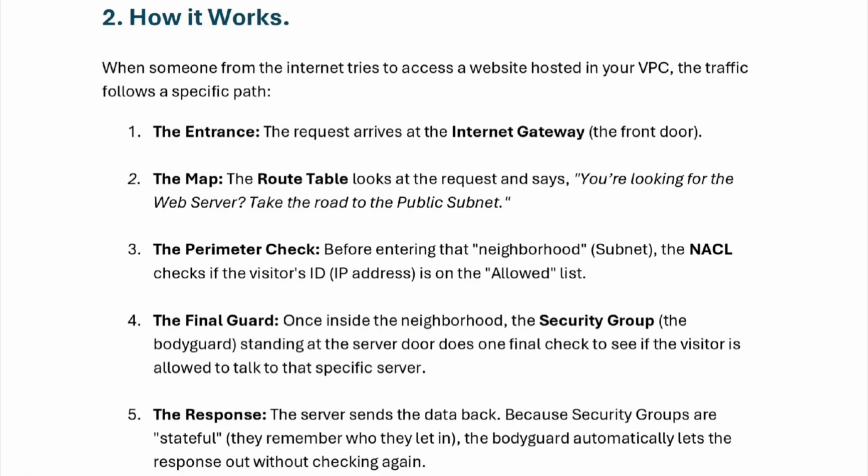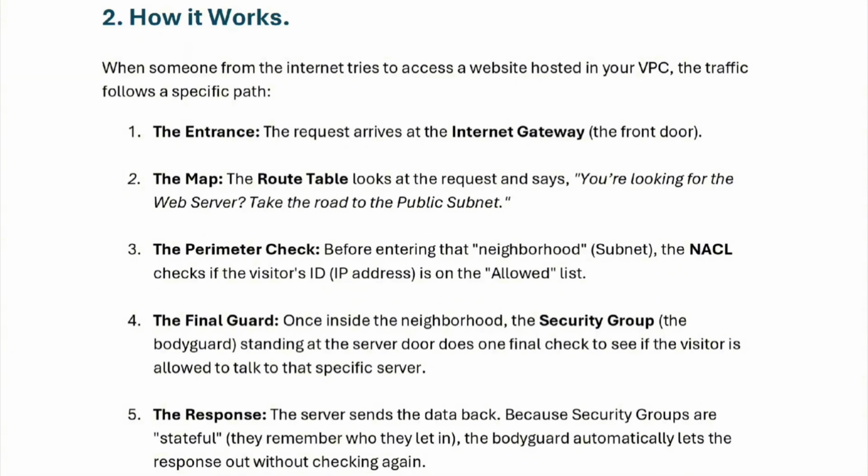So now how does a VPC work? When someone from the internet tries to access a website hosted on a VPC, the traffic follows a specific path. The entrance: the request arrives at the internet gateway, which is like the front door. Second, the map: the route table looks at the request and says, you are looking for the web server, take the road to the public subnet.